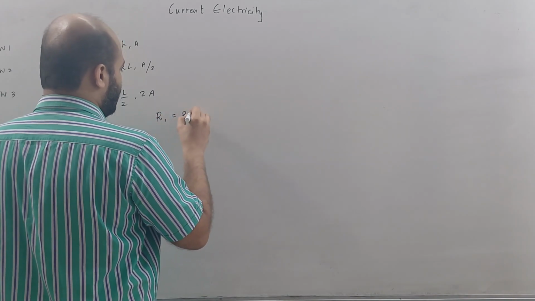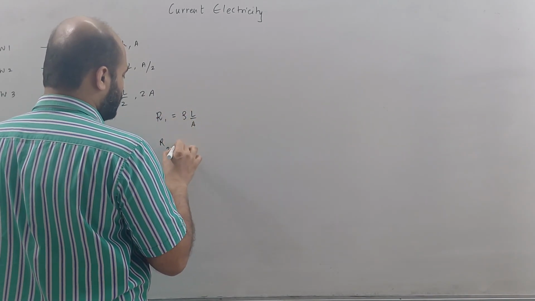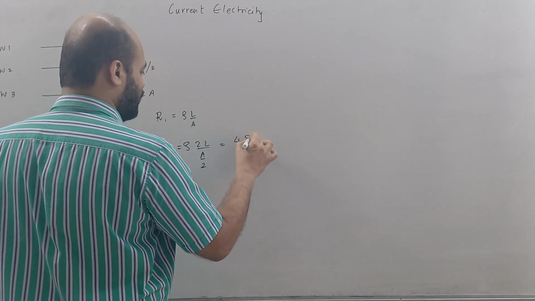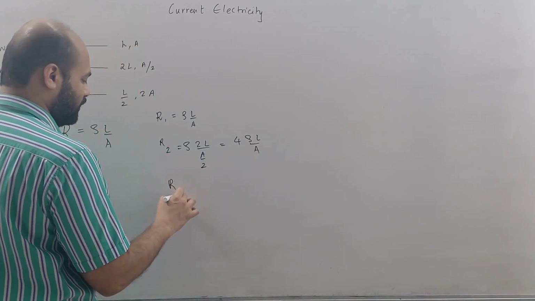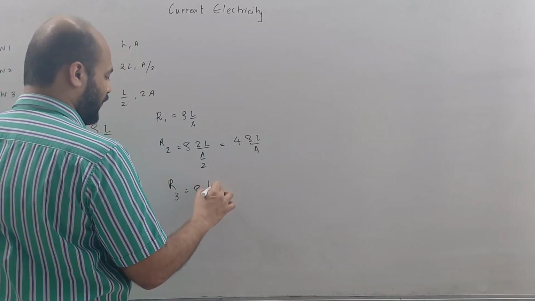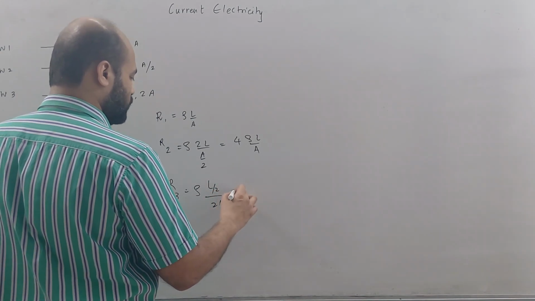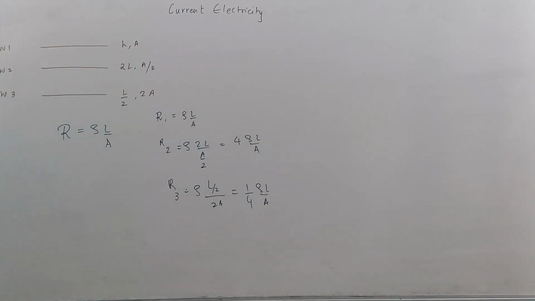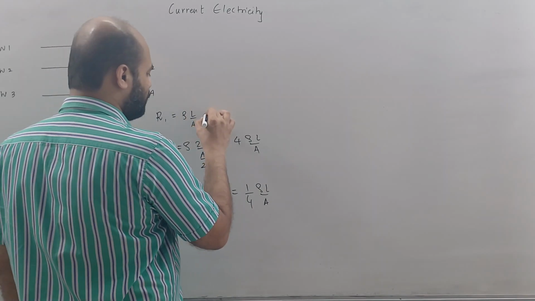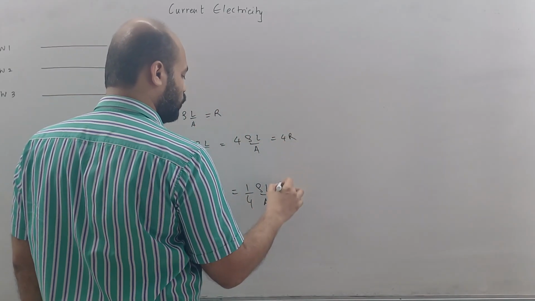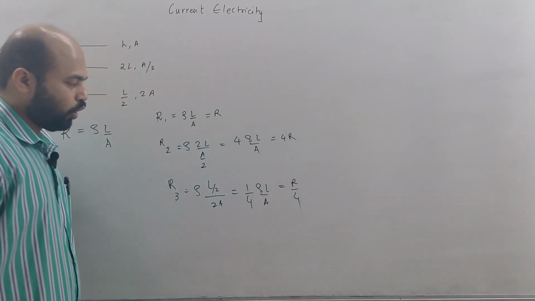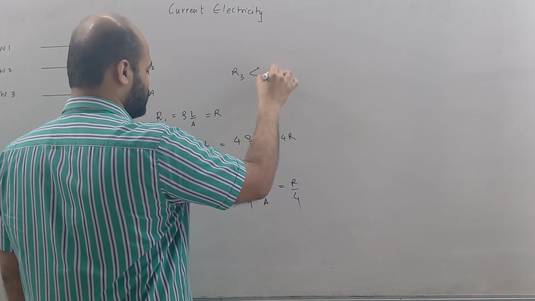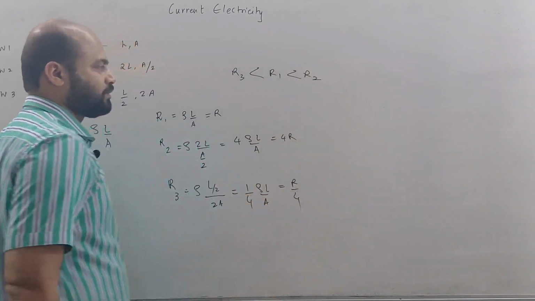So rho L by A is the first one. R2 is going to be rho 2L by A by 2, which is 4 times rho L by A. And then comes R3, which is rho L by 2 by 2A. So what you get is 1 by 4 times rho L by A. Clearly, we can see now that if you consider this quantity as some R, this is going to be 4R and this is going to be R by 4. So order is there in front of you. We can clearly say that the least is R3, then comes R1, then comes R2, which is the highest.